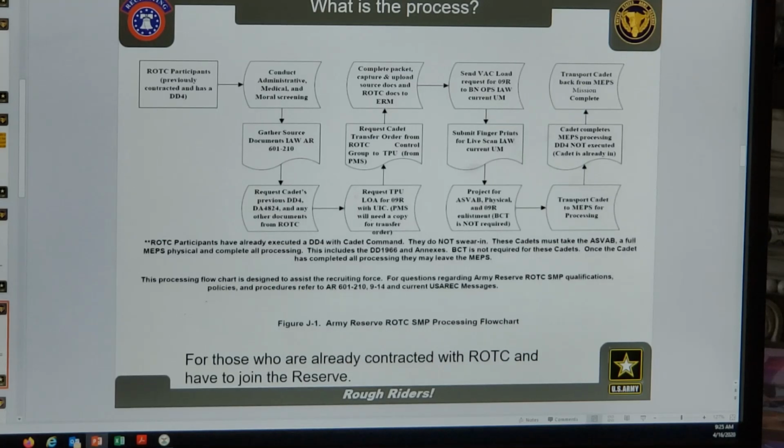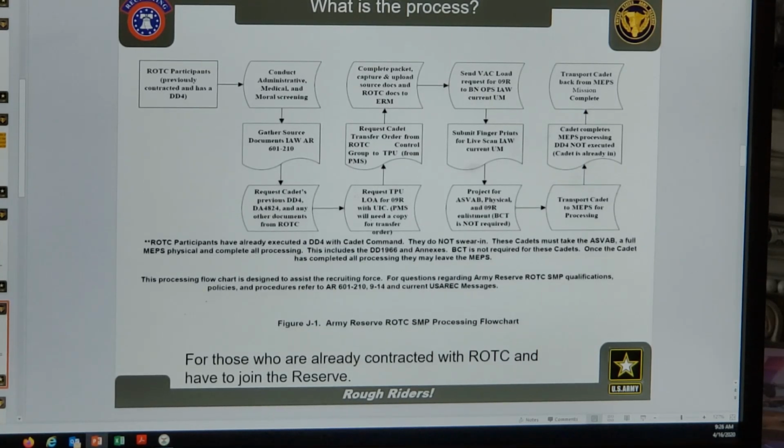Okay? Find them a position, right? Get the letter of acceptance for 09 Romeo. Get that uploaded. And you see the PMS will need a copy for the transfer order. So make sure you get them a copy of that. Okay, so you're going to request the transfer order from the control group to TPU. Again, once you've found them a position, that should all work smoothly.